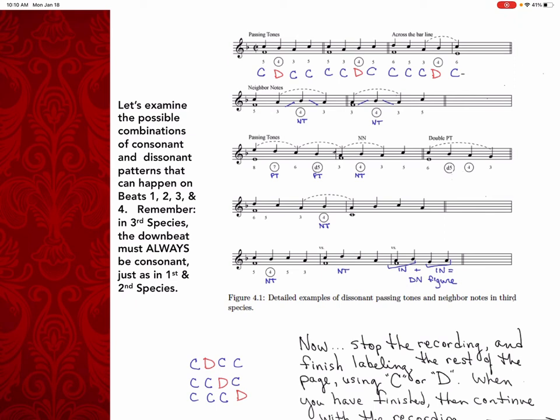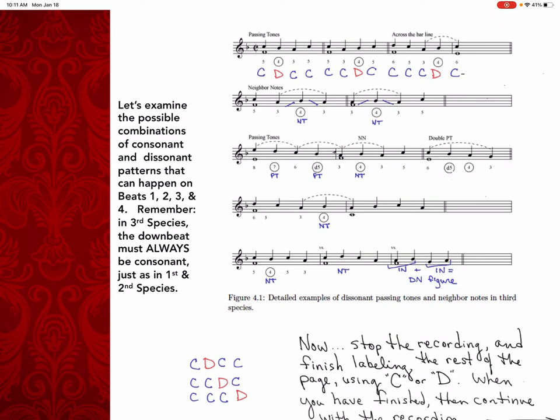Now what I would like you to do is stop the recording right here and then finish labeling the rest of the page using C for consonant or D for dissonant. And then when you're finished, continue with the recording, and the answer key to this page will be provided for you, and we will go over it together. So in other words, all you have to do is look for the dissonant numbers. If you see 2s or 4s or 7s, those are dissonant intervals, okay? And I've already gone through with blue and labeled where they happen.